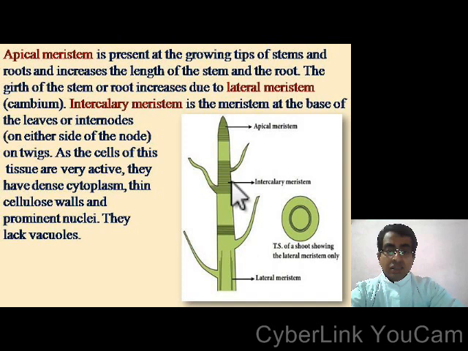Then we have the intercalary meristem. Intercalary meristem is the meristem at the base of the leaves or internodes on twigs. As the cells of this tissue are very active, they have dense cytoplasm, thin cellulose walls, and prominent nuclei. The meristematic cells also lack vacuoles.